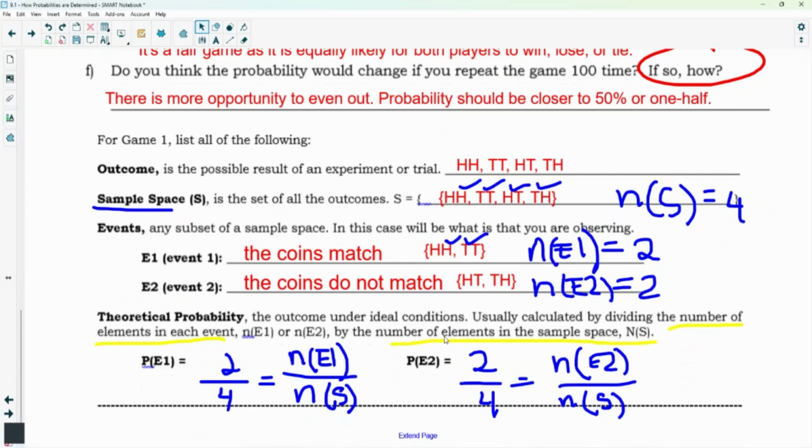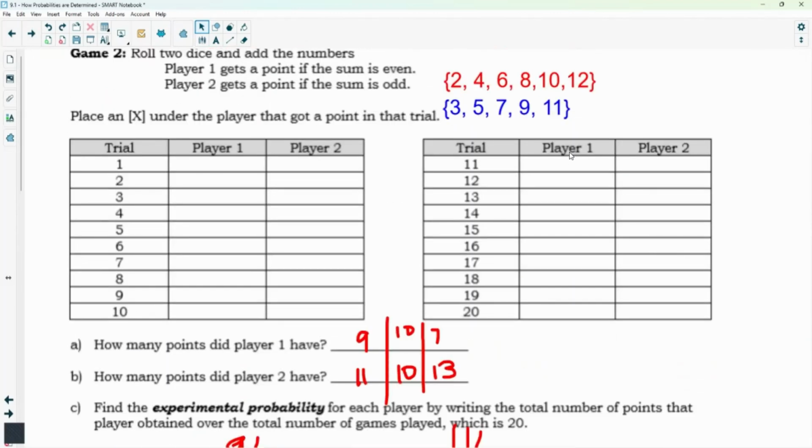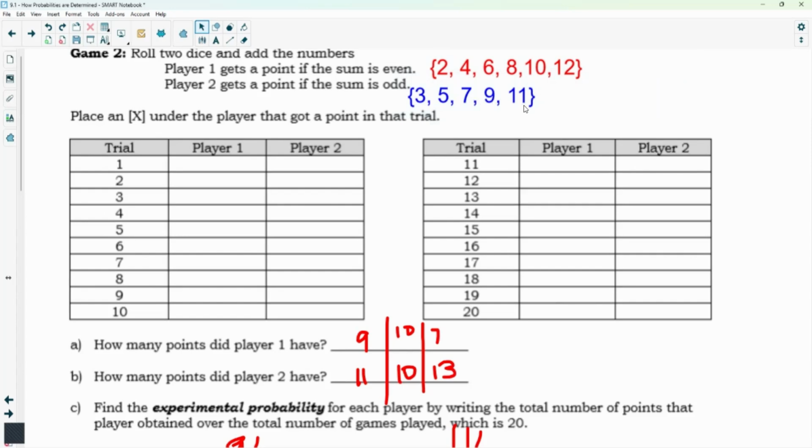But what is not going to change is the outcomes, the sample space, the probability of event 1 or the probability of event 2. Those are not going to change. Obviously, the only thing you need to do here is reduce it, okay? When you're tossing a die, you needed to add the faces of the die, right? Player 1 got a point if you get an even sum, and player 2 got a point if you get an odd sum. So player 1, if it's 2, 4, 6, 8, 10, or 12, got a point. And player 2, if you got 3, 5, 7, 9, and 11, got the point.